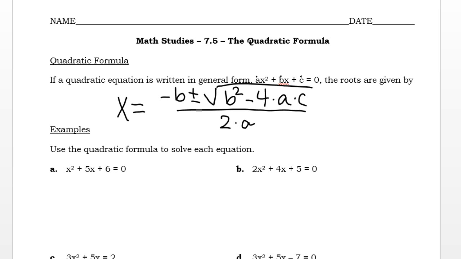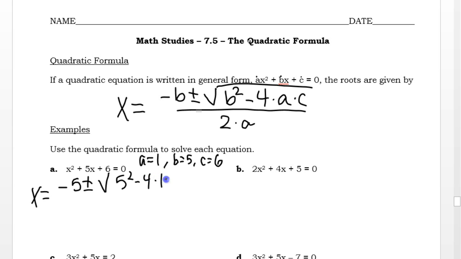For letter A, the number in front of the x squared is the invisible 1. The number in front of x is b. And the number with no variable is c. I'm going to sub 1, 5, and 6 into my formula. So that starts with x is negative 5 plus or minus the root of 5 squared minus 4 times 1 times 6 all over 2 times 1.